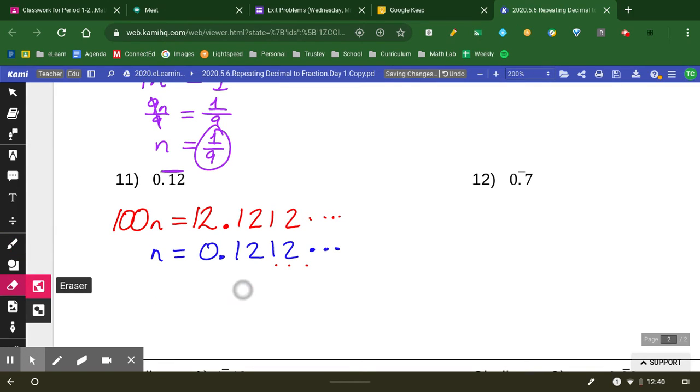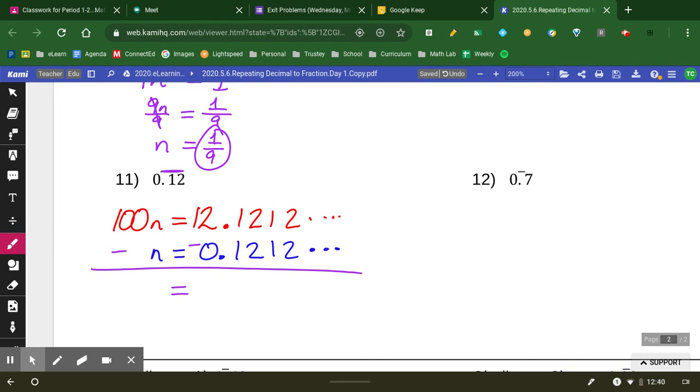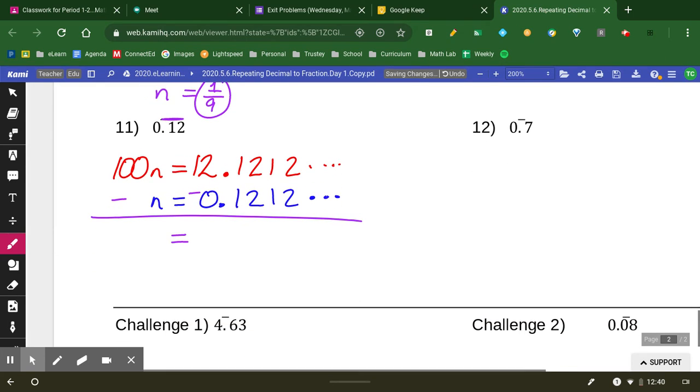As I examine the place values, it sure looks like the 1's and 2's will line up and cancel out. So let's go ahead and subtract both equations. 100n minus 1n is 99n's. 12 minus 0 is 12. 1 minus 1 is 0. 2 minus 2 is 0, and so on. We have successfully gotten rid of the repeating parts.